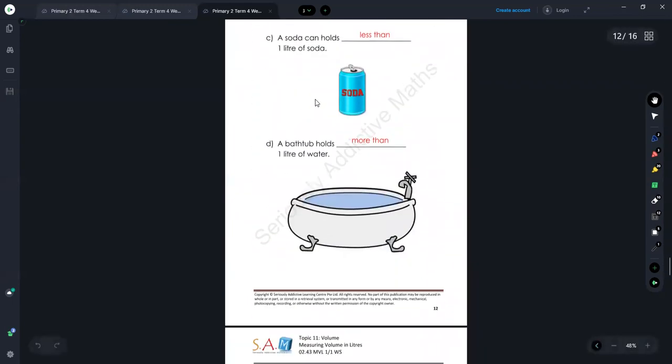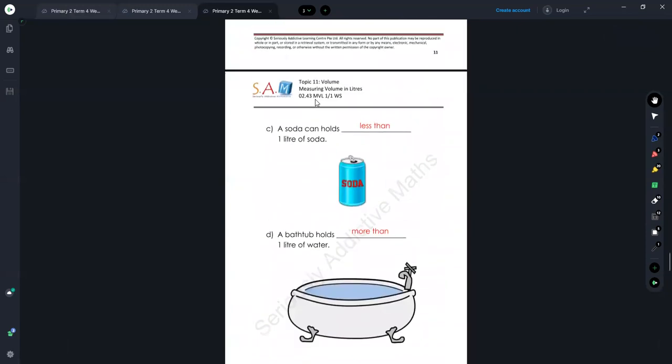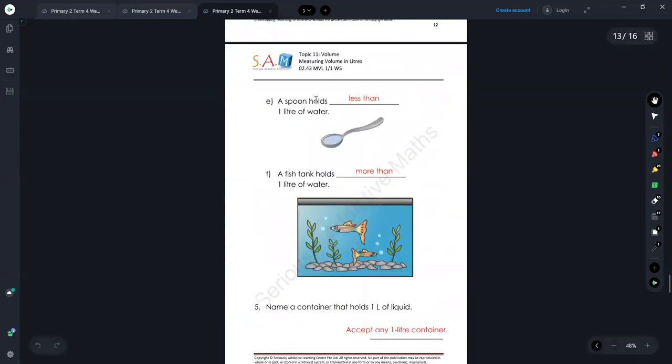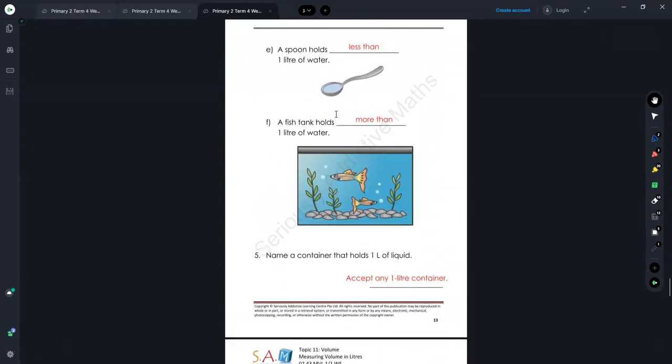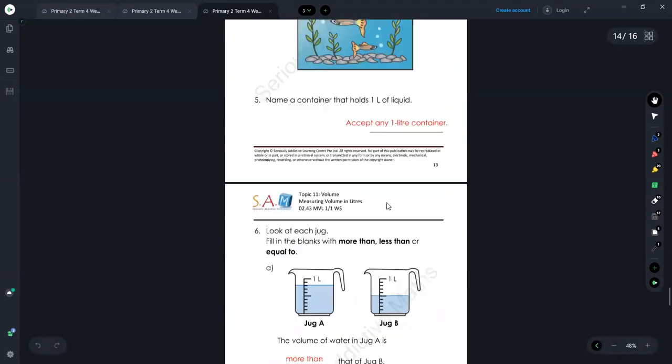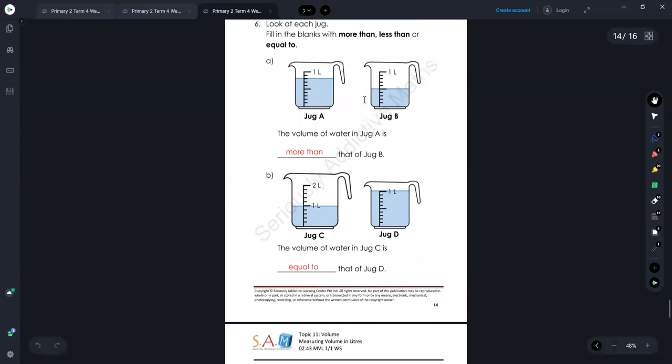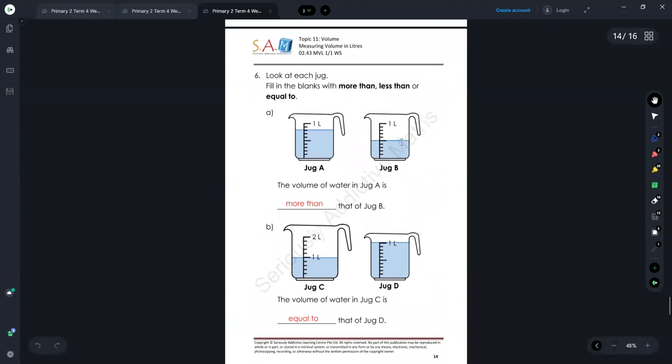These are some of the household items, so maybe you just want to quickly go to page 12 with them. Which one has less than 1 liter? Which one has more than 1 liter? Or you can do page 13 as well. The rest here, they should be able to read. This is a bit more difficult, so I would suggest that you do page 14 with them: fill in the blanks with more than and less than.